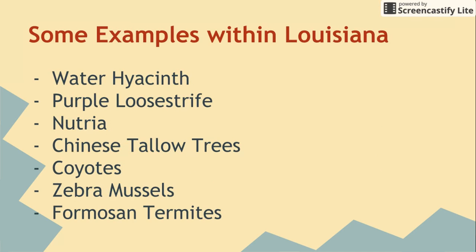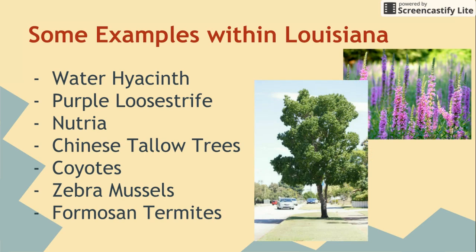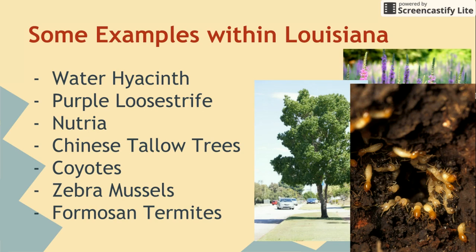So, what are some examples within Louisiana? In Louisiana, we have the water hyacinth, the purple loosestrife, which looks like this. We have the nutria, the Chinese tallow trees, coyotes, zebra mussels, and these Formosan termites that swarm through.